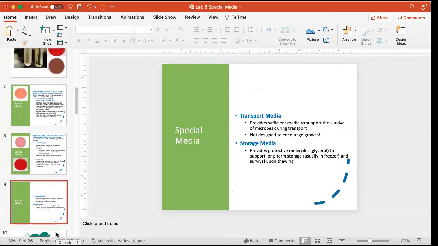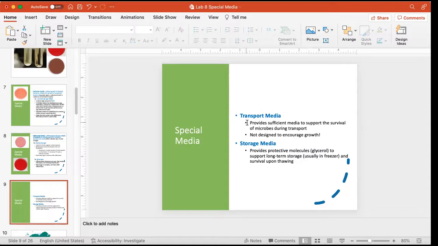So if we go through the list, so far we have basal media, that's chemically defined. We have enriched media, that's the one that's complex. We have selective media. We have differential media. And there are two more. There's transport media and there's storage media. We talked a little bit about transport media when we were talking about taking environmental samples.